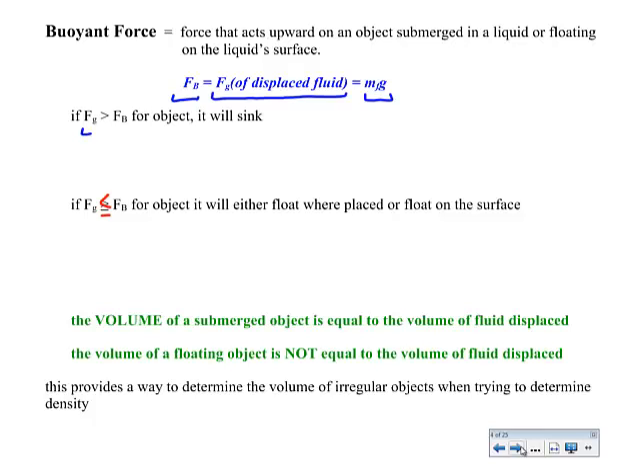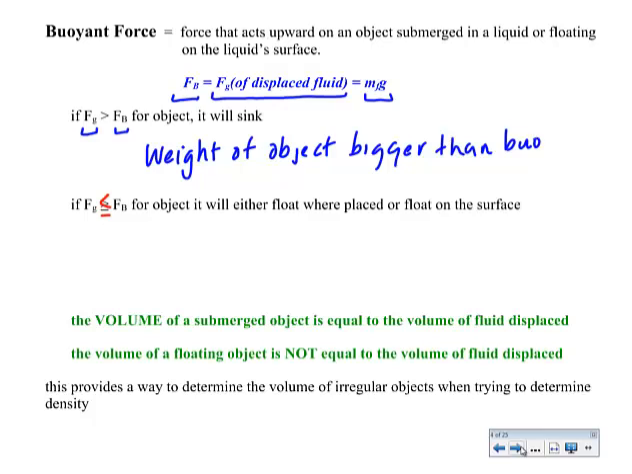If the weight of an object is greater than its buoyant force, it will sink. If the weight of the object is less than or equal to the buoyant force, it will either float where it's placed or float on the surface.